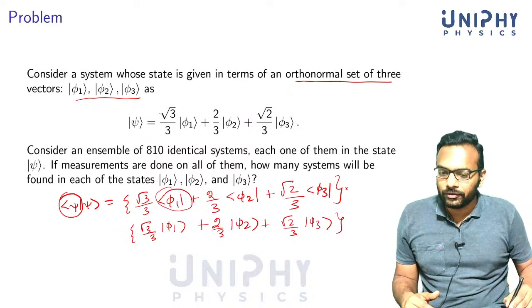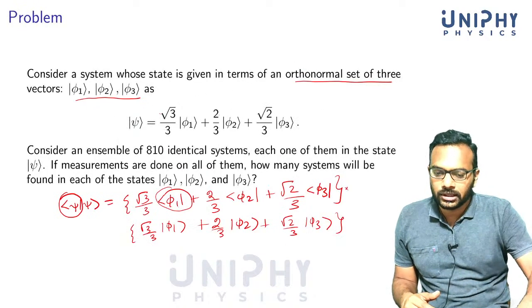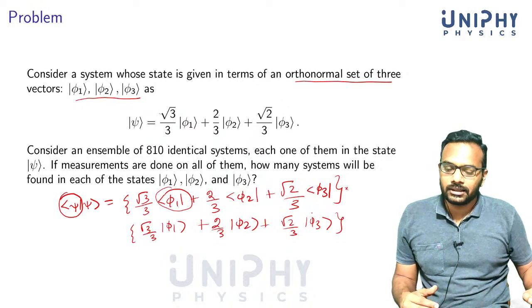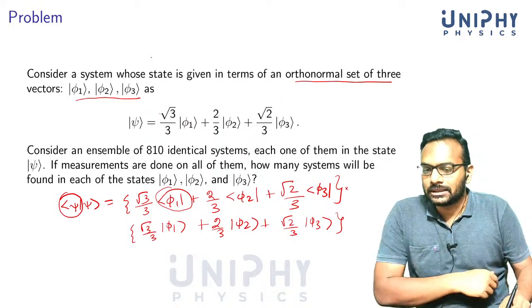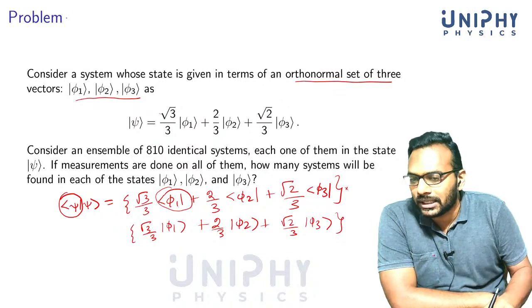If you take phi 1, you have to combine it with phi 1, with phi 2, and also with phi 3. I'm just giving you the way we do these things. But you know that they have said that it's an orthonormal set. We can use that information.